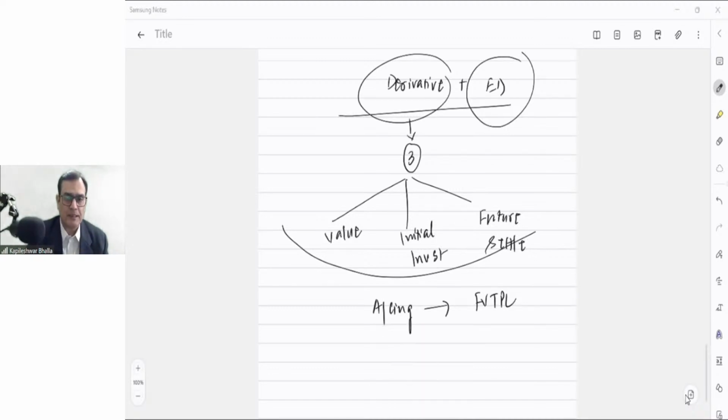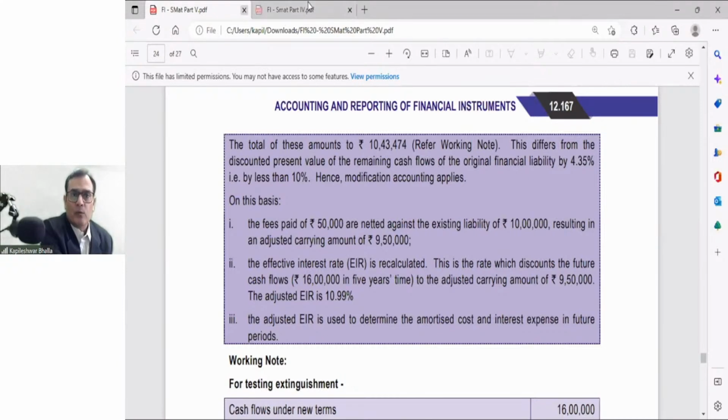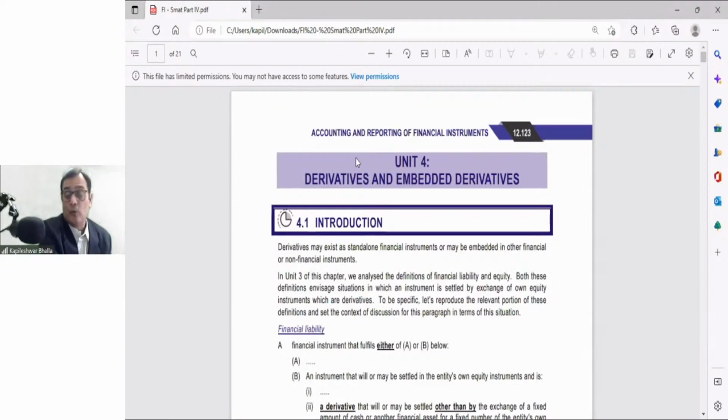So let me now come to the study material. And we are now switching over to unit number 4. Let me remind you, we covered unit number 1 and then unit number 3 simultaneously. Then I covered unit number 2. Then I covered unit number 5. Now I am on unit number 4, and unit number 6 is on hedge accounting. So I've just covered them in a little different order. First unit 1 and 3, followed by unit 2, then unit 5, and then unit 4, and then unit 6. That's how I have covered your financial instruments.